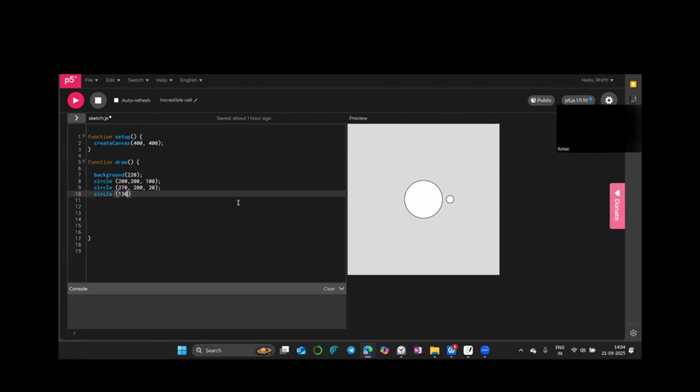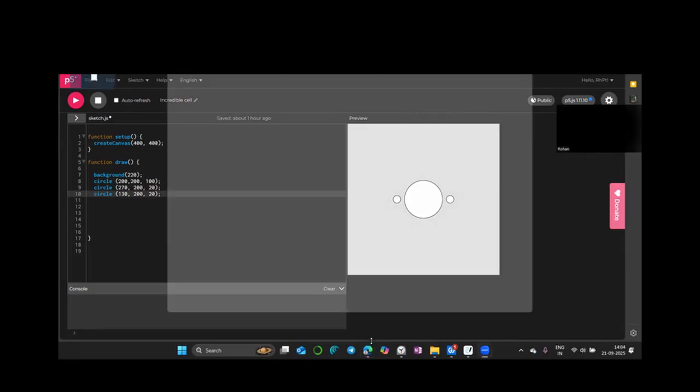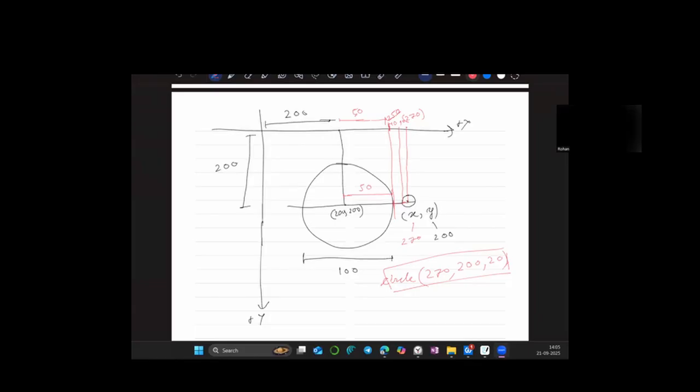From 200, instead of adding 70, we are subtracting 70, which gives us 130. The y-axis is going to be the same, and the diameter of the new circle is going to be the same as the other one. So if I run this code, we should get a circle here. And as expected, this is what happens. Now, similarly, what's going to be the logic to get a circle here and here? So switching back to the notebook.